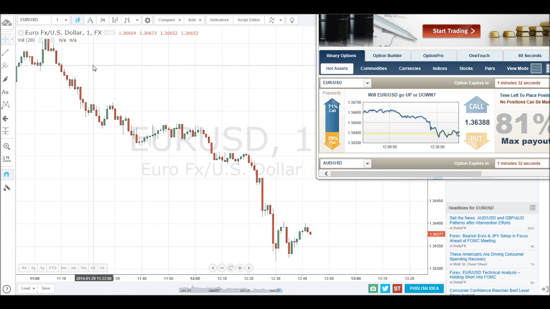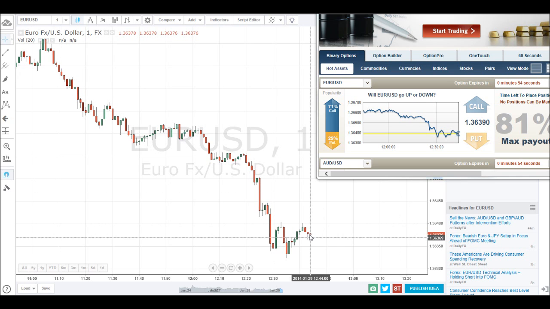In front of me I have tradingview.com, their Euro USD 1 minute chart, and I also have the Euro USD binary option from TradeRush. You'll notice there's a slight difference between the rate offered by TradeRush and the rate currently quoted on tradingview.com. The difference is about 1.3 pips.